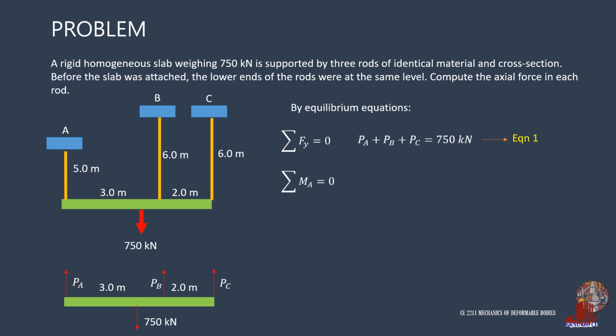Create another equation with summation of moments. Take the moments from A, that is, P of B times the moment arm of 3 meters, and P of C with 5 meter moment arm equated to 750 kilonewtons with moment arm of 2.5 meters. Meters will cancel out, and the simplified equation is 3P of B plus 5P of C equal to 1,875 kilonewtons. This is equation 2.